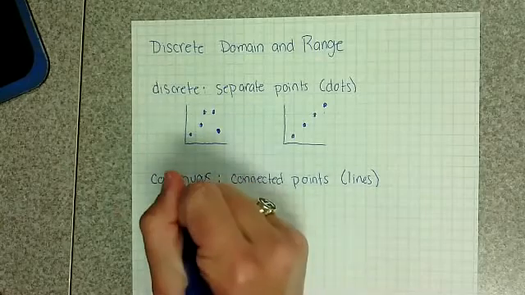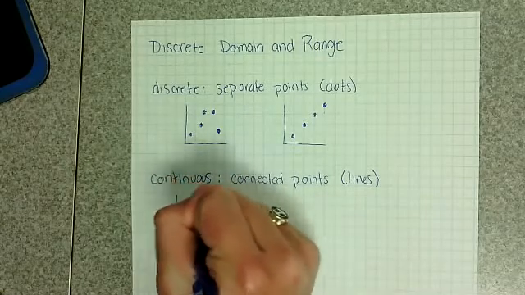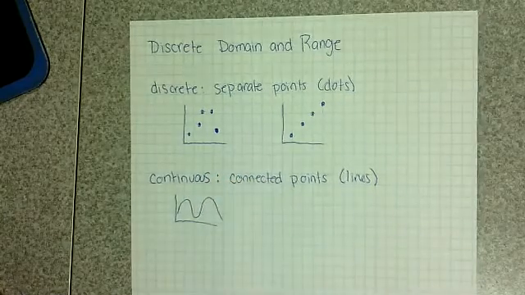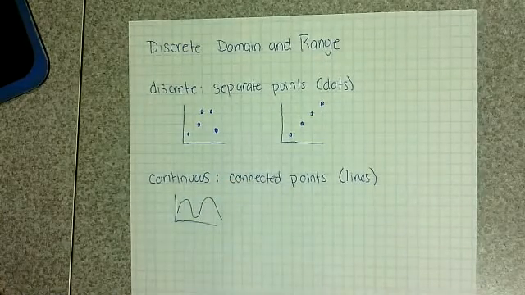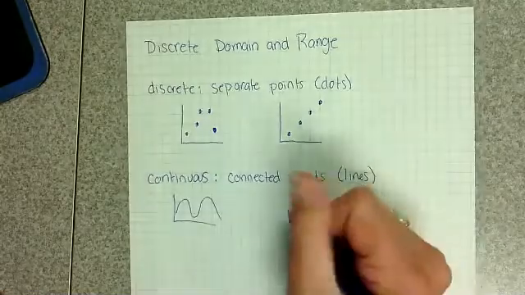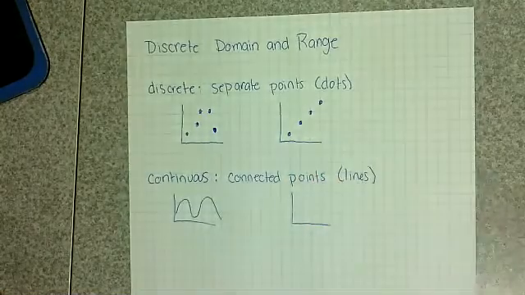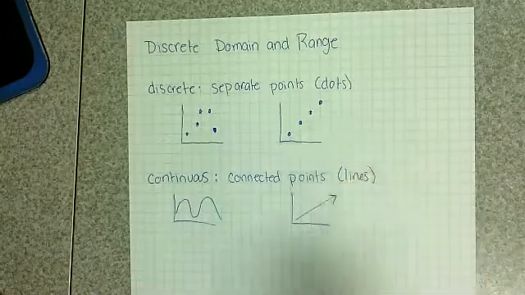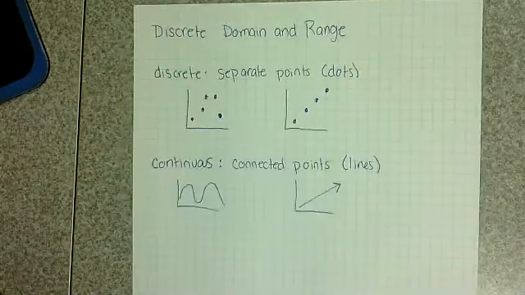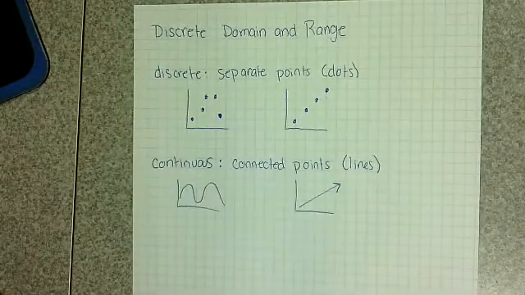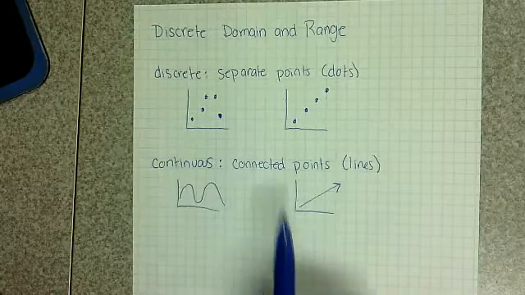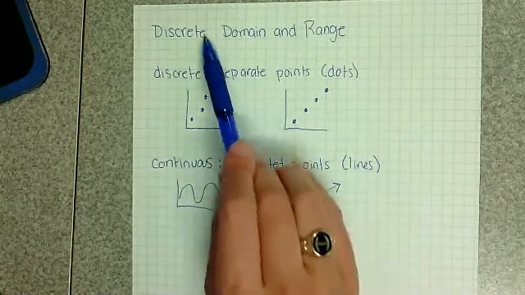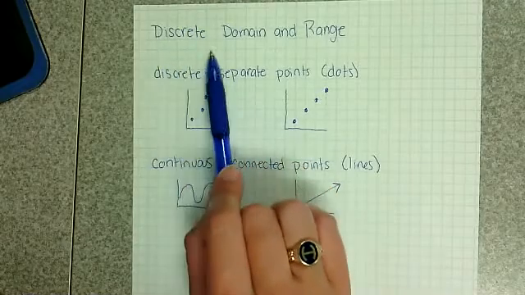And let's draw two quick sketches of what that would look like. It could be kind of wavy. This would be a continuous graph. I'll give you a second to draw that. Or it might just be a straight line. That would also be a continuous graph. So new vocab, we're gonna mostly focus on discrete today. So there's my discrete that's at the top of our page.